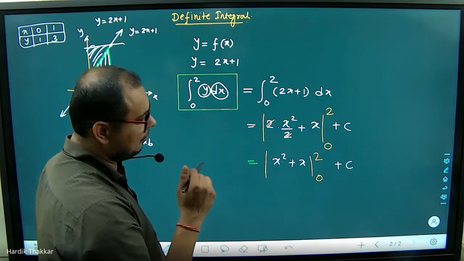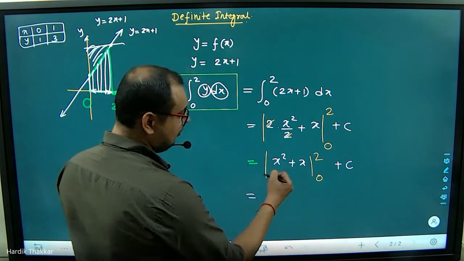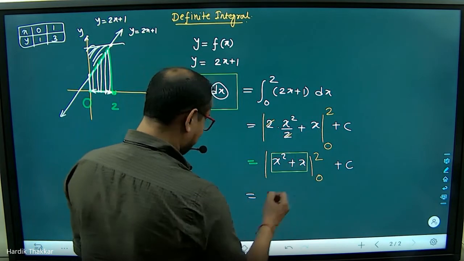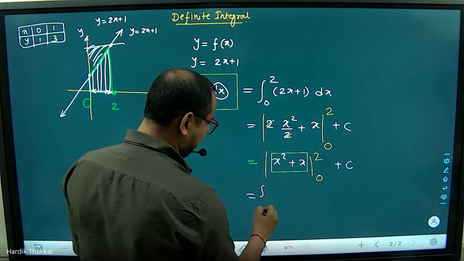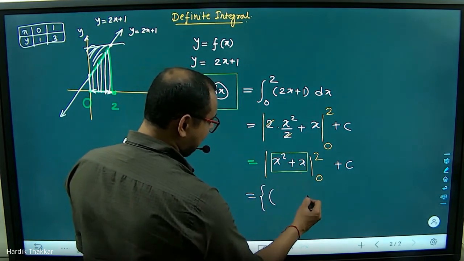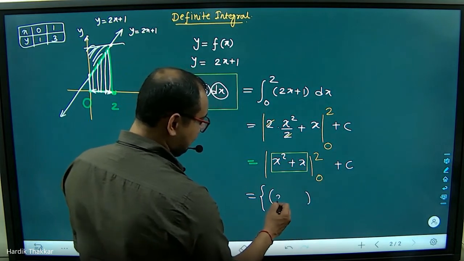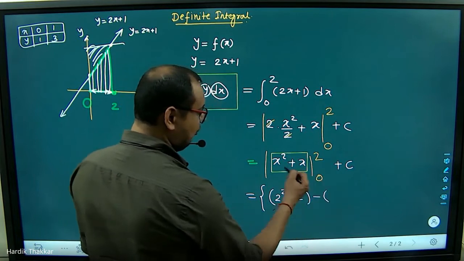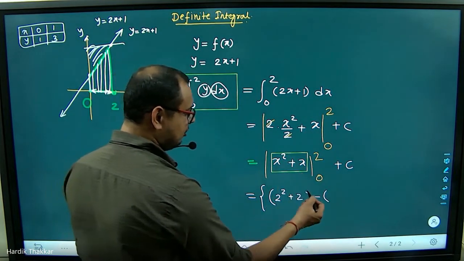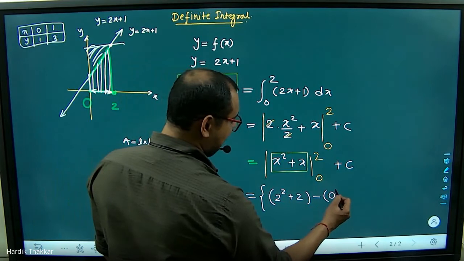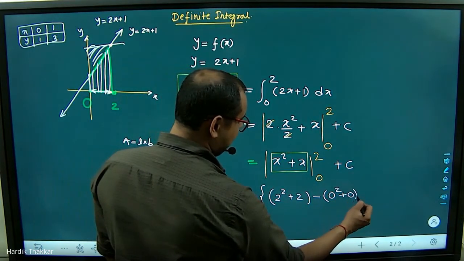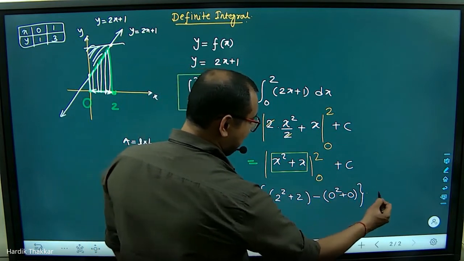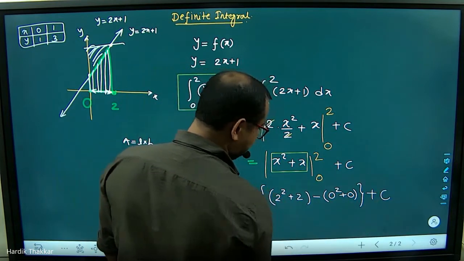अब देखो क्या करना है, अब हम पुट करेंगे फंक्शन में अपर लिमिट. तो ये अब जो पूरा एक्सप्रेशन आपको दिख रहा है ये पूरा फंक्शन है. अब हम पूरे फंक्शन में पुट करेंगे अपर लिमिट. अपर लिमिट मींस इन प्लेस ऑफ x वी विल पुट 2, so it is 2 square plus 2 minus lower limit. Lower limit means wherever there is x in this function, we will put the lower limit value, that is 0 here. Okay, so it is like upper limit minus lower limit, and at last whatever is there, here it is c, so we will write plus c.